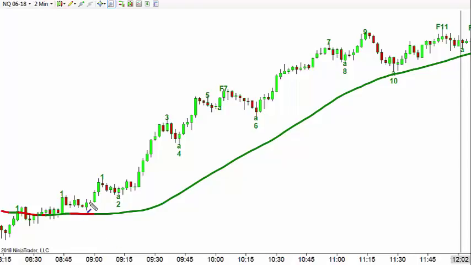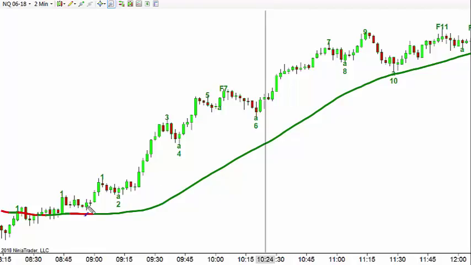So here we're looking at a 2-minute chart of the NQ, but again, this is a universal price action method that can be used for any market, any time frame. So those are really not consequential in this particular instance. Sometimes it is, but in this particular situation, it's not. So let me share this with you.